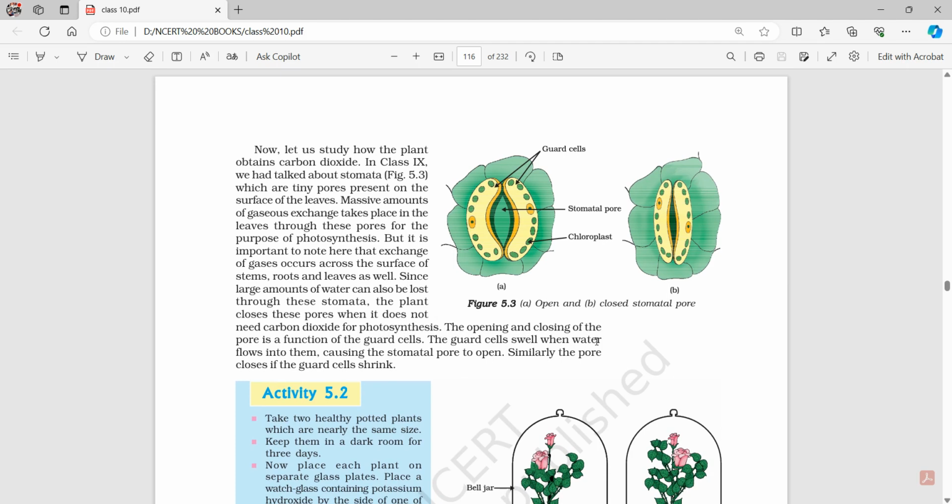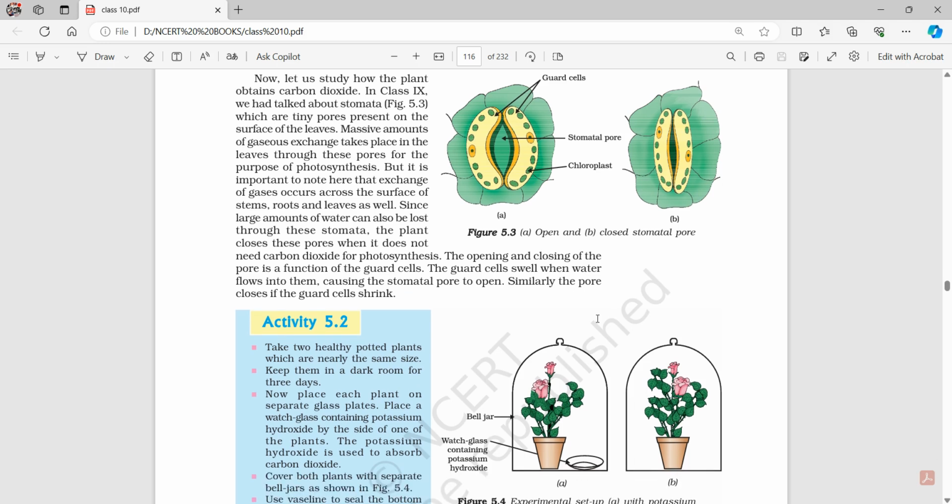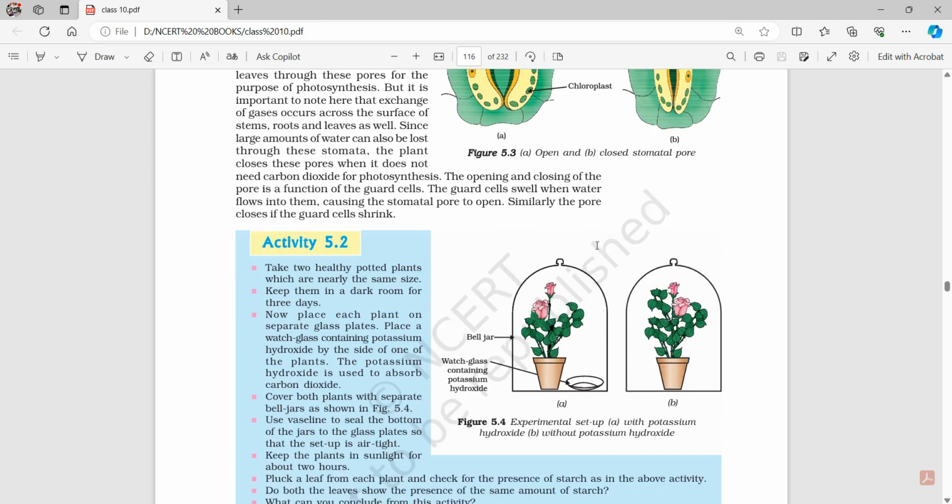The opening and closing of the pore is a function of the guard cells. The guard cells swell when water flows into them, causing the stomatal pore to open. Similarly, the pore closes if the guard cells shrink.